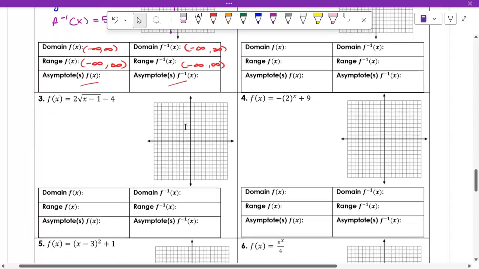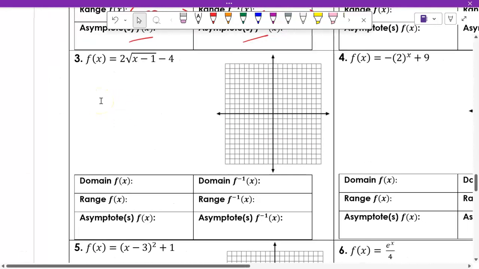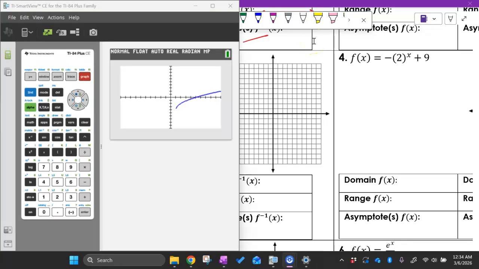Okay, let's look at number 3 right here. I've got a square root. So step number one, I need to see what this graph looks like. Hopefully you remember from semester one that the graph of a square root function is going to go something like this. I will tell you, yes, it will pass the horizontal line test, but let me prove it to you. And there you have it. There's a graph right there for you.